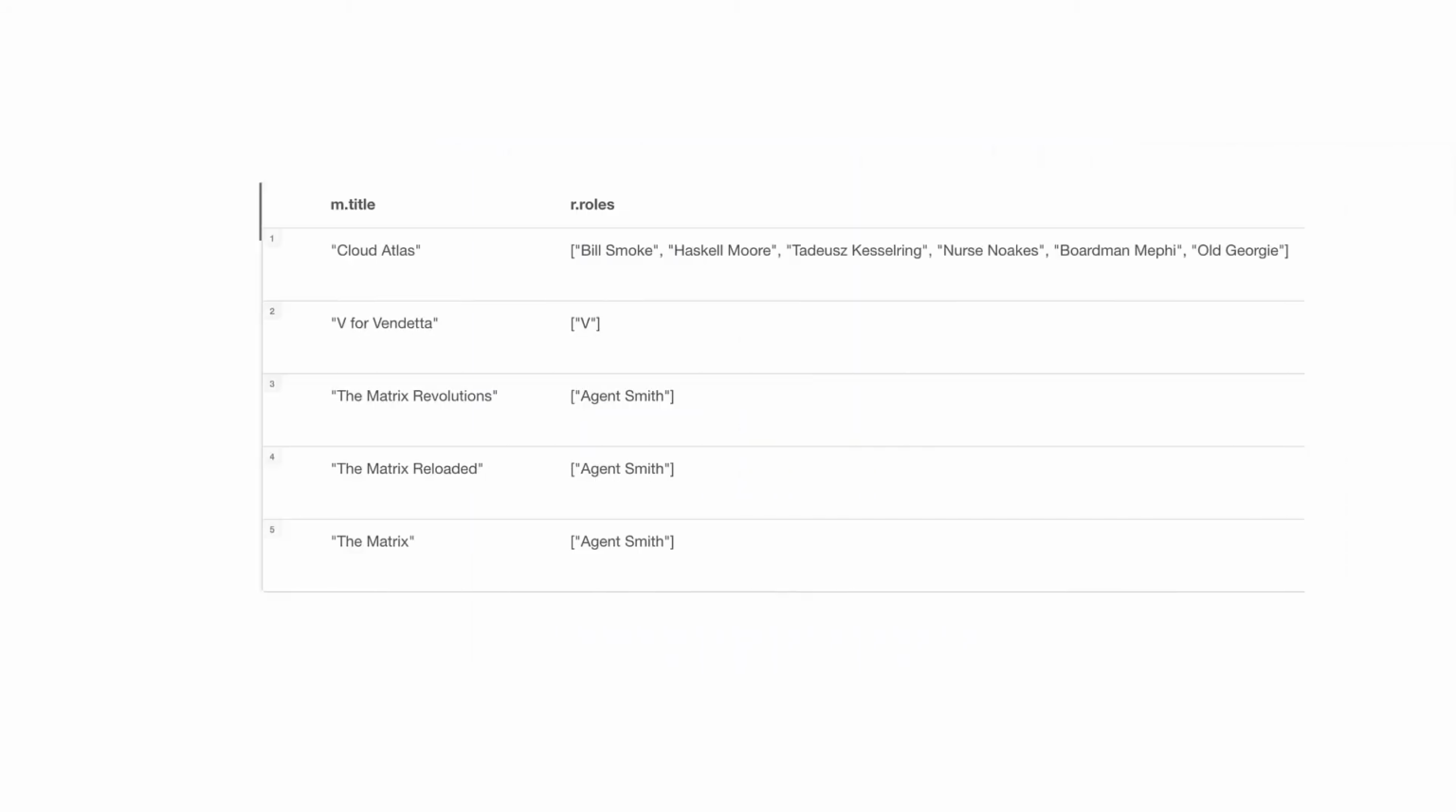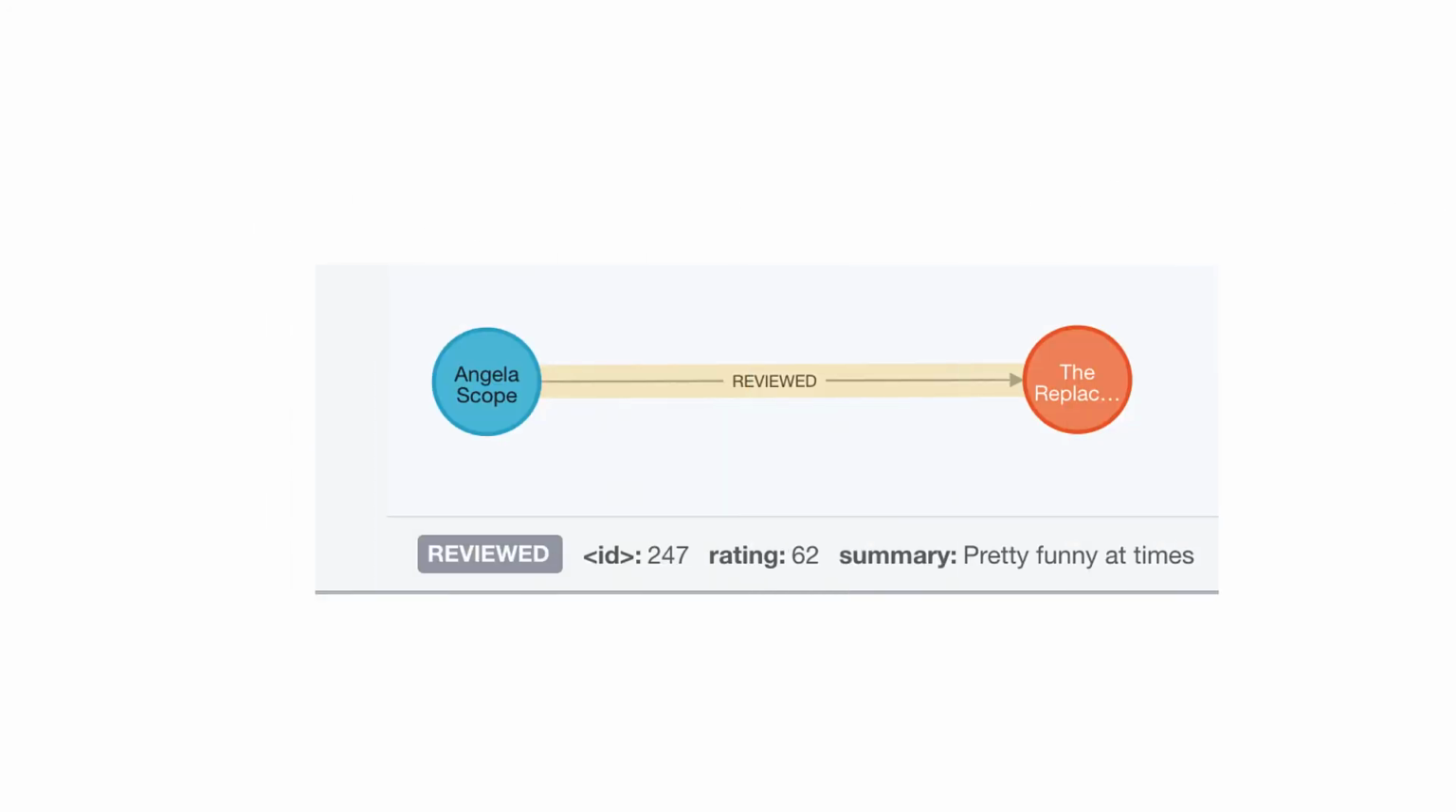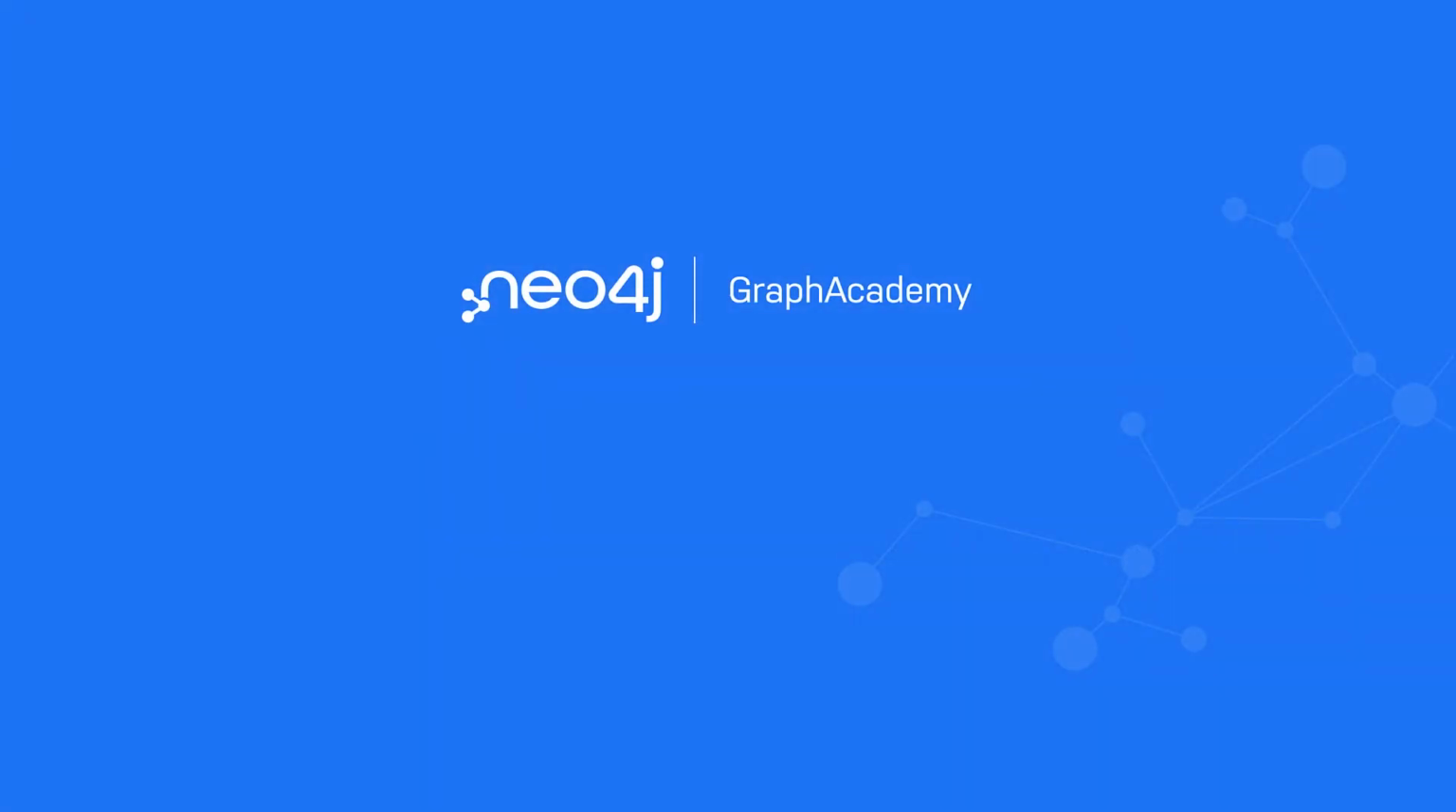The acted-in relationship may have the roles property that represents the roles that an actor had when she or he acted in a specific movie. For example, in the starter movie database, the actor Hugo Weaving has these properties defined for each of the acted-in relationships to these movies. For movie reviewers, the reviewed relationship has the rating and summary properties. This completes our look at an introduction to the starter movie graph that is used for many Graph Academy courses.